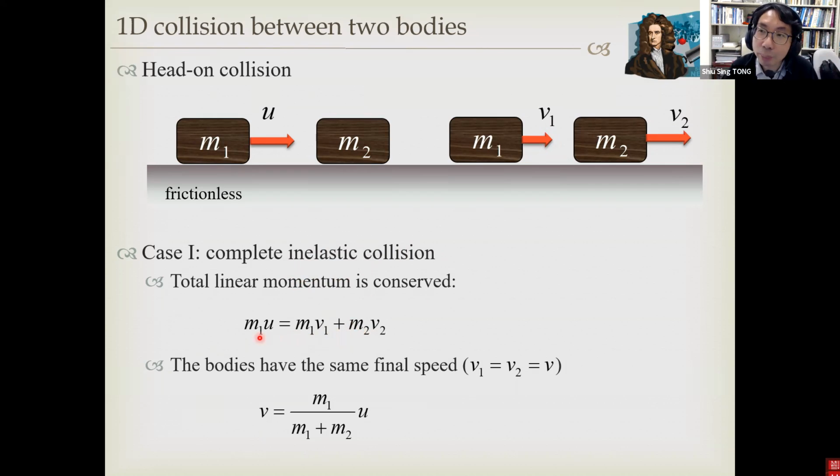So the initial momentum is M1u, and the final momentum is M1V1 plus M2V2. The final momentum is the sum of the momentum of the individual masses. Now, because we assume that the collision is completely inelastic, the two velocities after the collision are the same. So V1 and V2 are both equal to V. So the equation simplifies a lot. If V1 and V2 are both equal to V, then V can be solved. V is equal to M1 over M1 plus M2 multiplied by u. So we can easily solve for the velocity after collision for a complete inelastic collision.